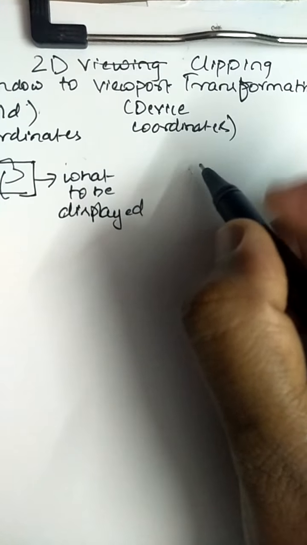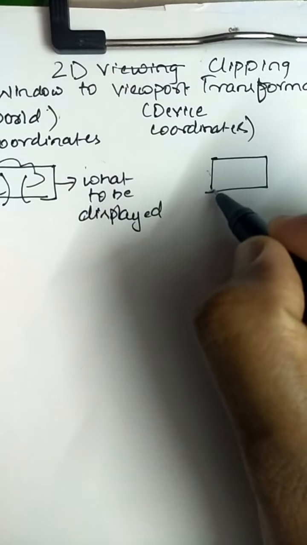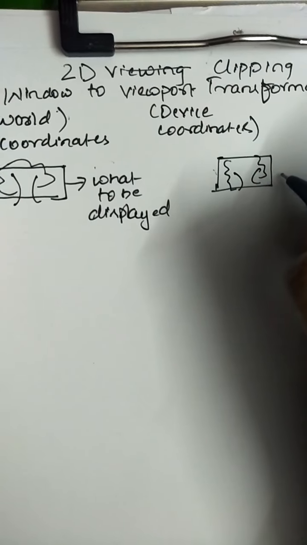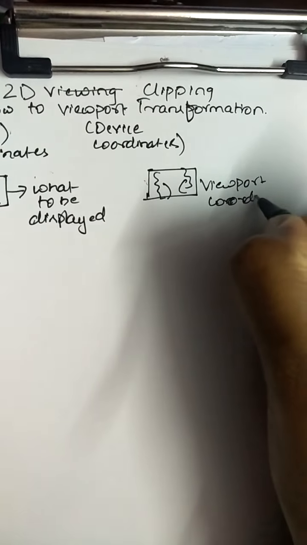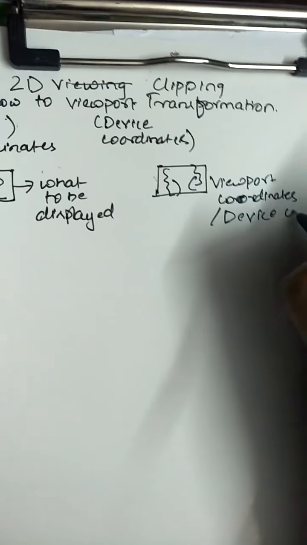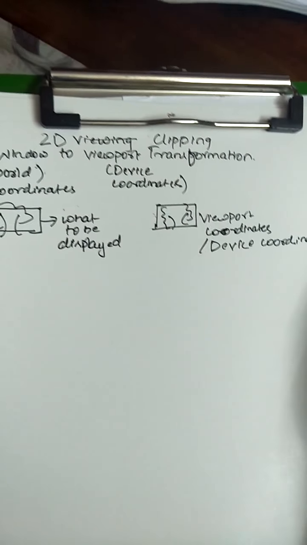When it comes to device coordinates, we have to decide where it has to get displayed on the device. So assume this is our viewport through which the object displays. We have to decide where to display it. So I can see only this much. We call this the viewport or viewport coordinates, or device coordinates.